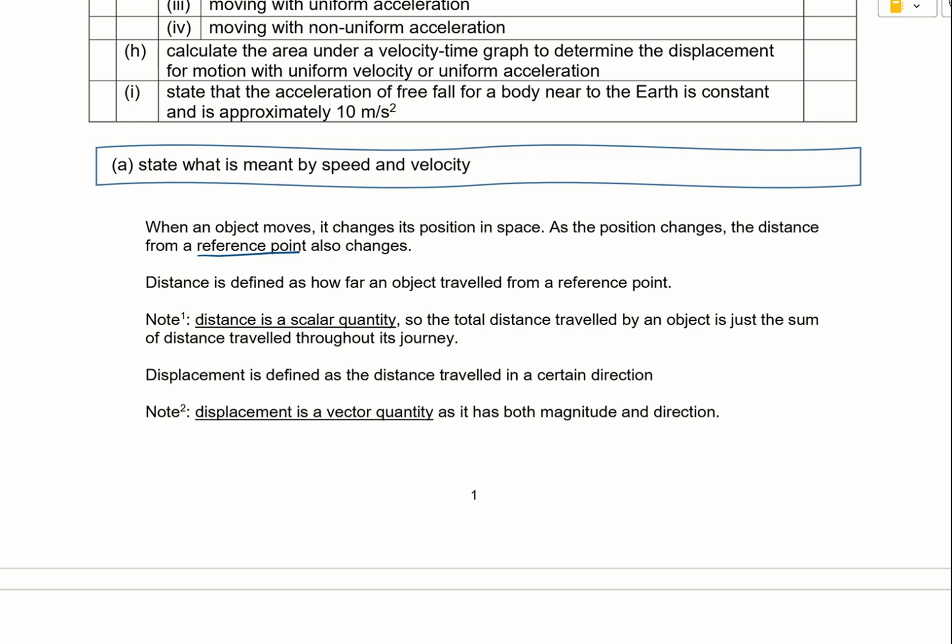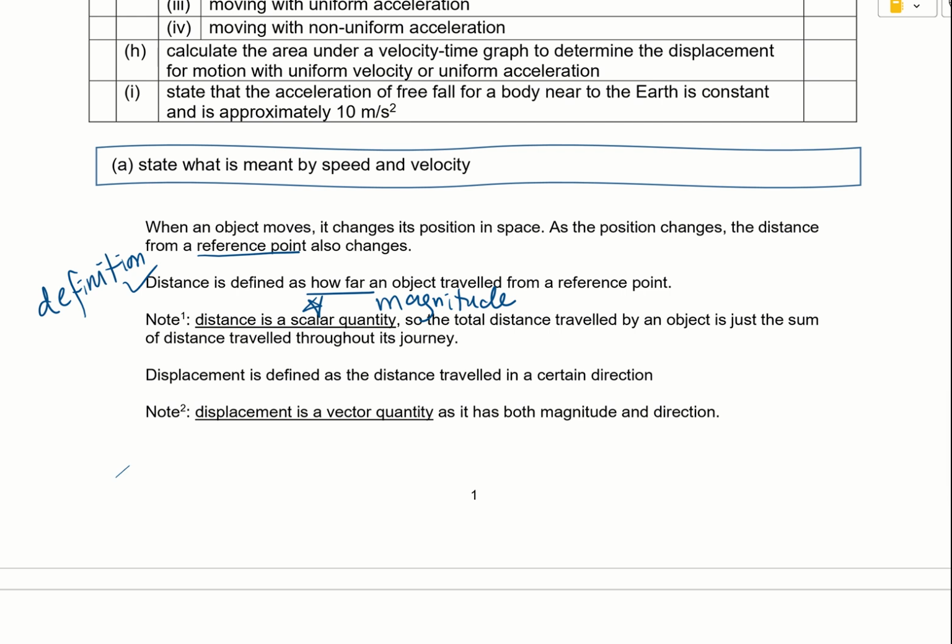Now, distance is defined as how far an object traveled from a reference point. Okay, so you can take this as the definition. How far? So take note that distance is a scalar quantity. So scalar has only magnitude. Okay, there is no direction. Now, since distance is a scalar quantity, the total distance traveled by an object will be the sum of distance traveled throughout its journey.